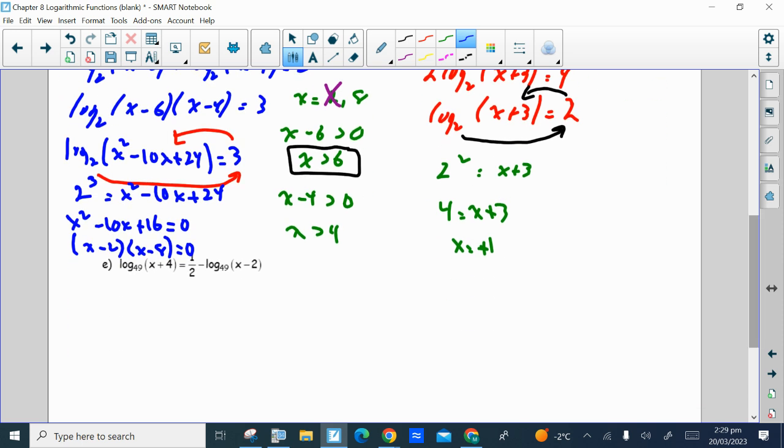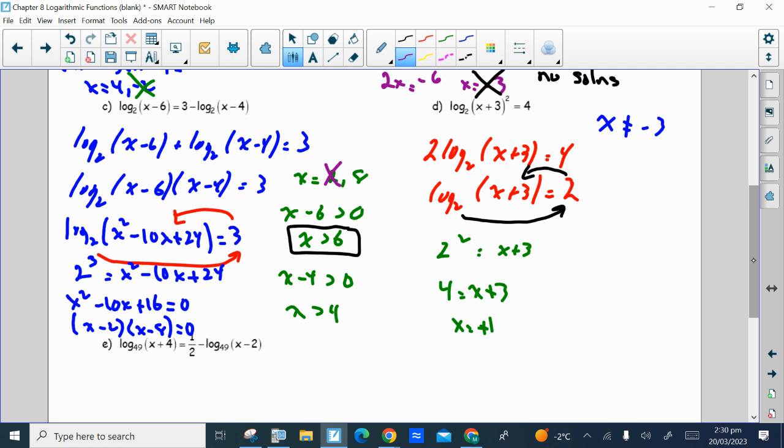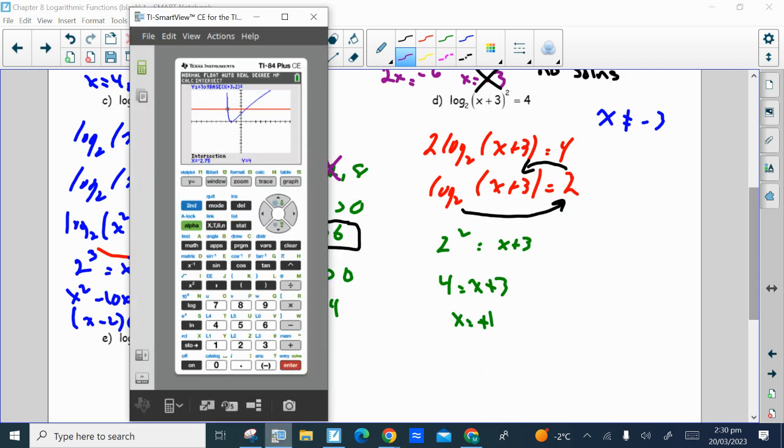That's our restriction. All right? So there's only one answer, and we checked that one already on the graphing calculator by finding the point of intersection. Oh, that gives us -2.75. But that's not right, I don't think. But let's check it.